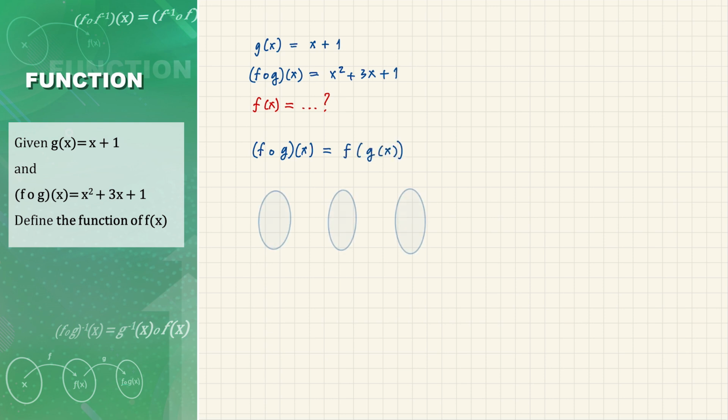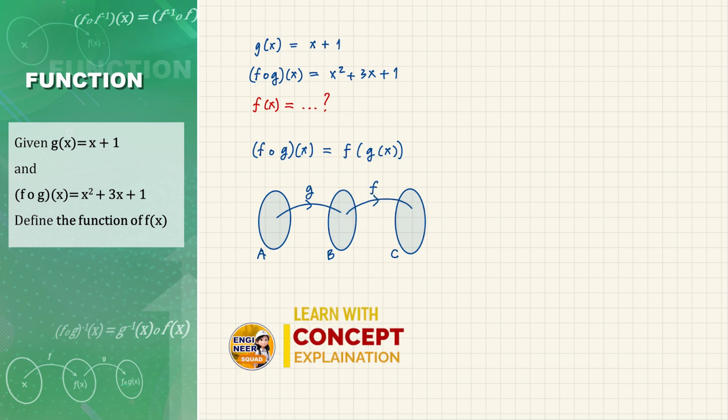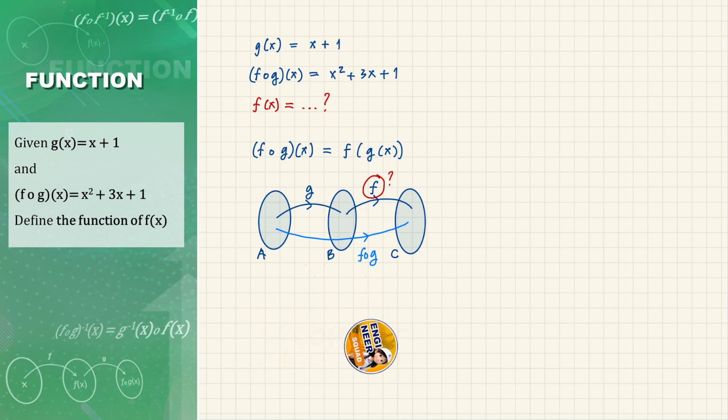If we illustrate them in a diagram, there are sets A, B, and C. From A to B is the function g, then followed by the function f from B to C. Meanwhile, the diagram of f composition g is shown in light blue. What we're going to find is the function f.